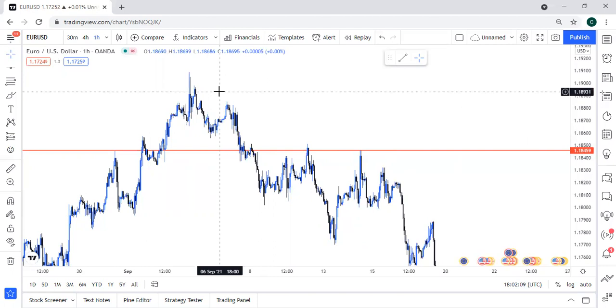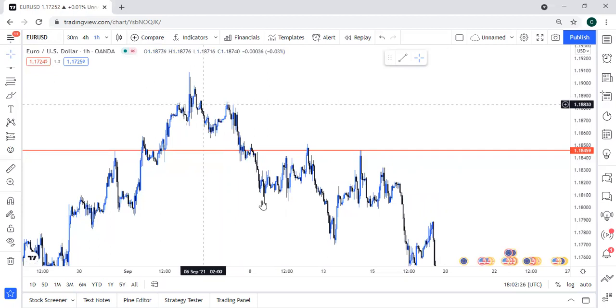Now, currency pairs. We have different currency pairs. Oh, okay, yeah, I have it here.